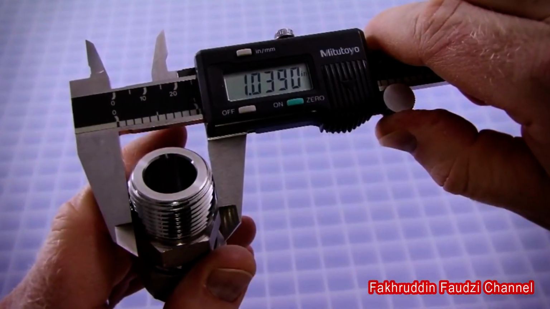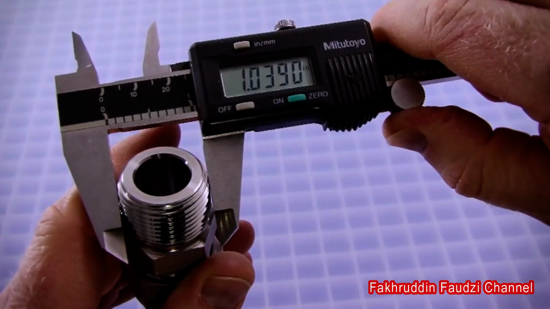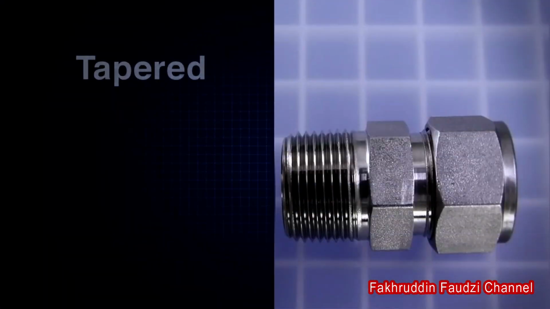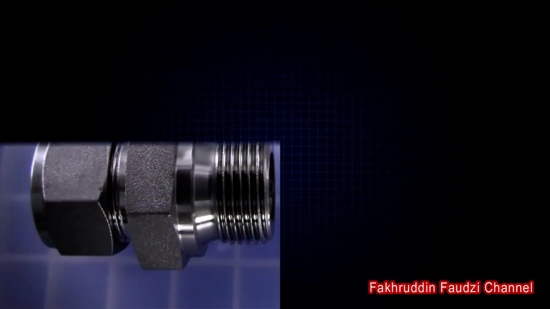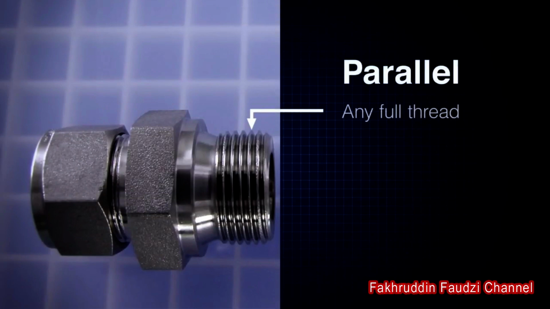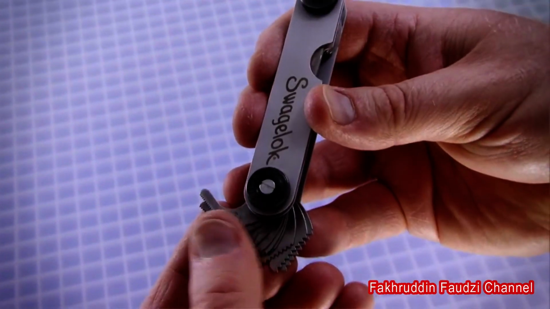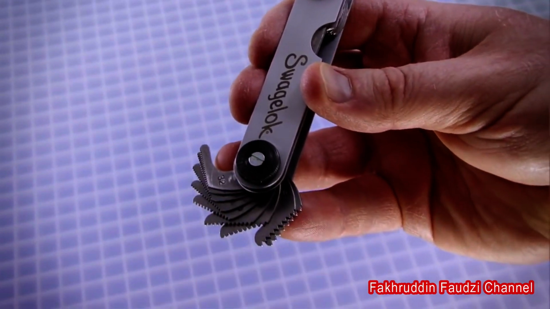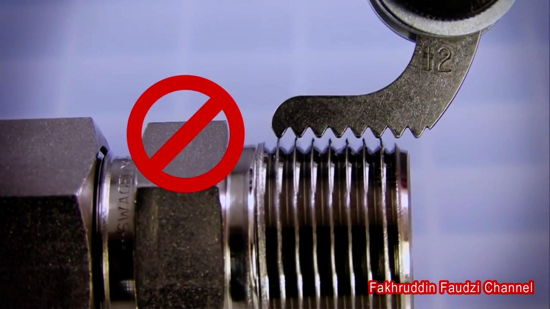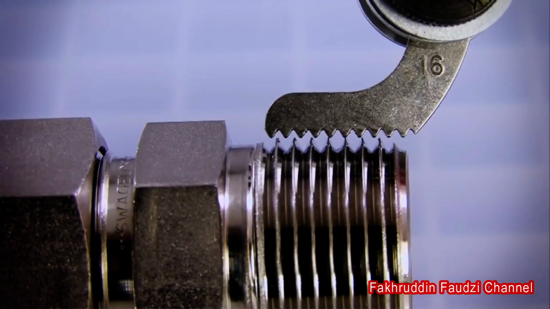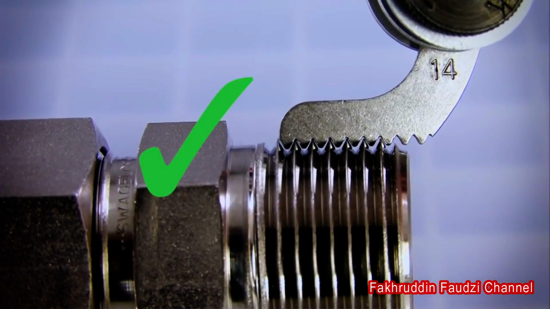Now use the caliper to measure the nominal male or female thread diameter from crest to crest. For a tapered thread, measure the fourth or fifth full thread. For a parallel thread, measure any full thread. The next step is to determine the thread pitch. Use a pitch gauge and check the thread against each form until you find a match. Some fractional and metric thread forms are very similar, so this may take a little time.